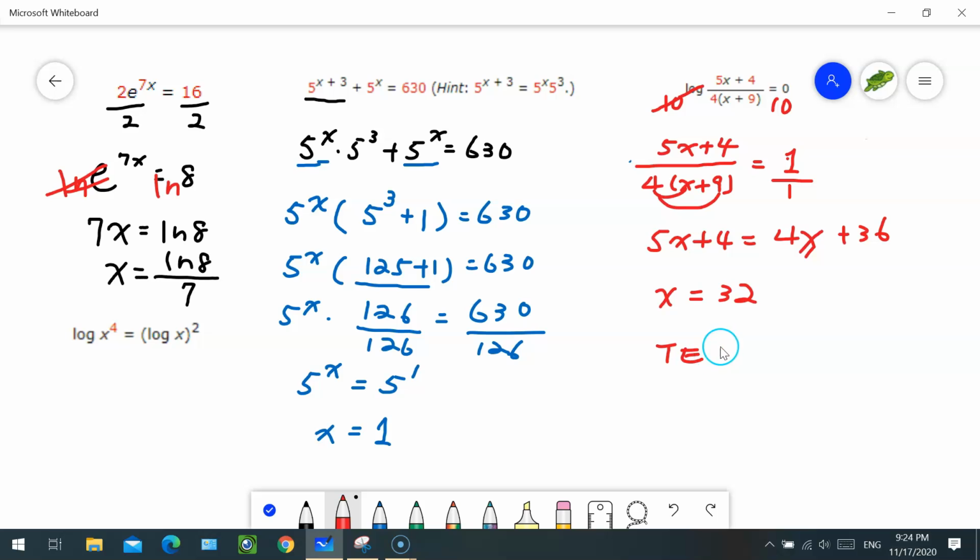So do the test. When you have a logarithm equation, you have to do the test, not for the exponential equation. Okay? 32 for sure. When I plug 32 back into this portion, we will get a positive number for sure. This is a positive value. So x equal 32 is the solution. Okay, now we do the last question.